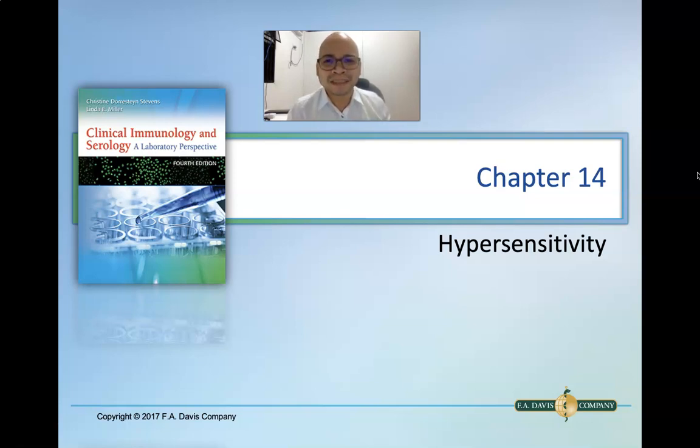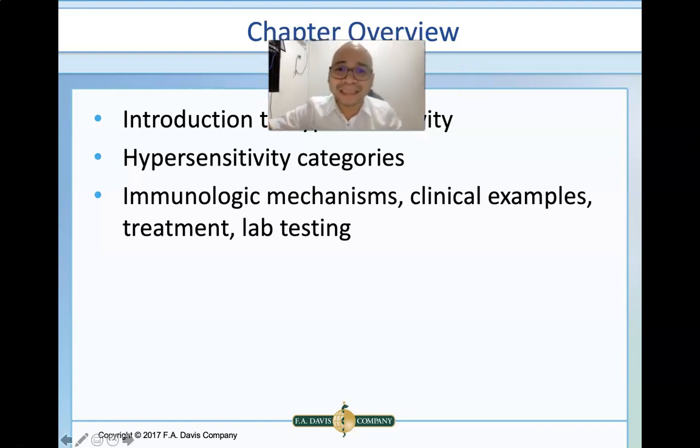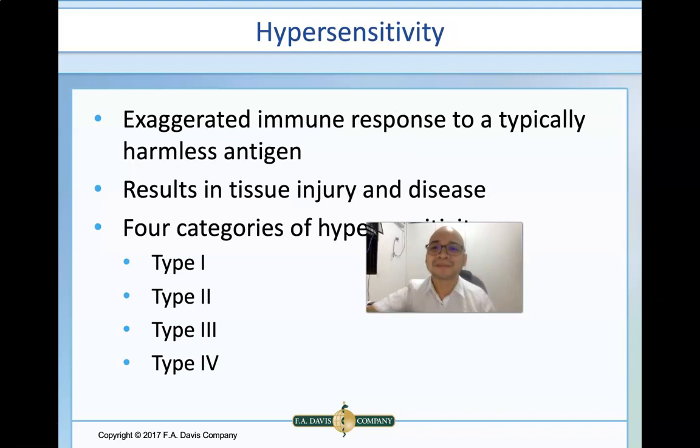So, hypersensitivity reaction is a type of exaggerated response. By the way, before I define hypersensitivity reaction, these are the outline of our topic for today. I will be introducing to you the hypersensitivity reaction, different categories, mechanisms, clinical examples, treatment, and lab testing. So, hypersensitivity reaction is an exaggerated immune response to a typically harmless antigen.